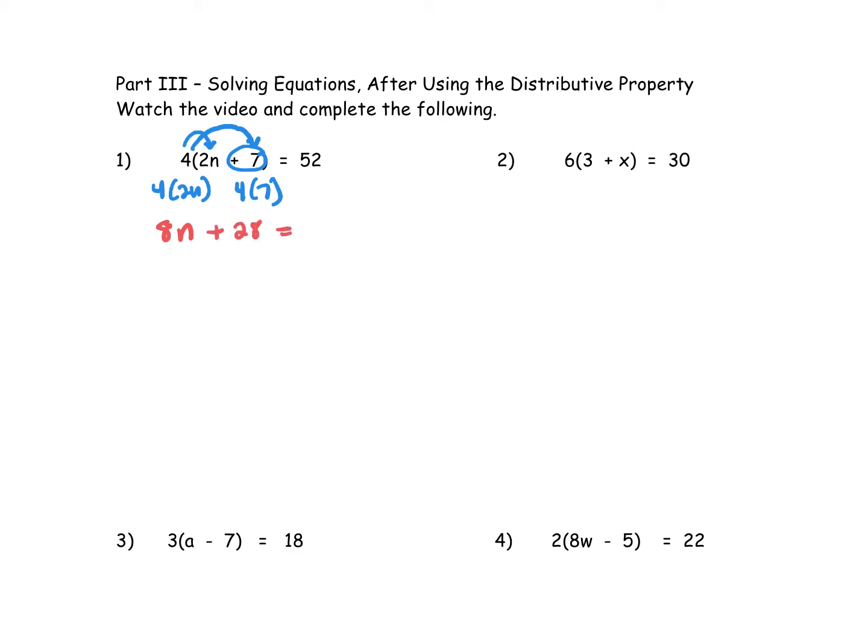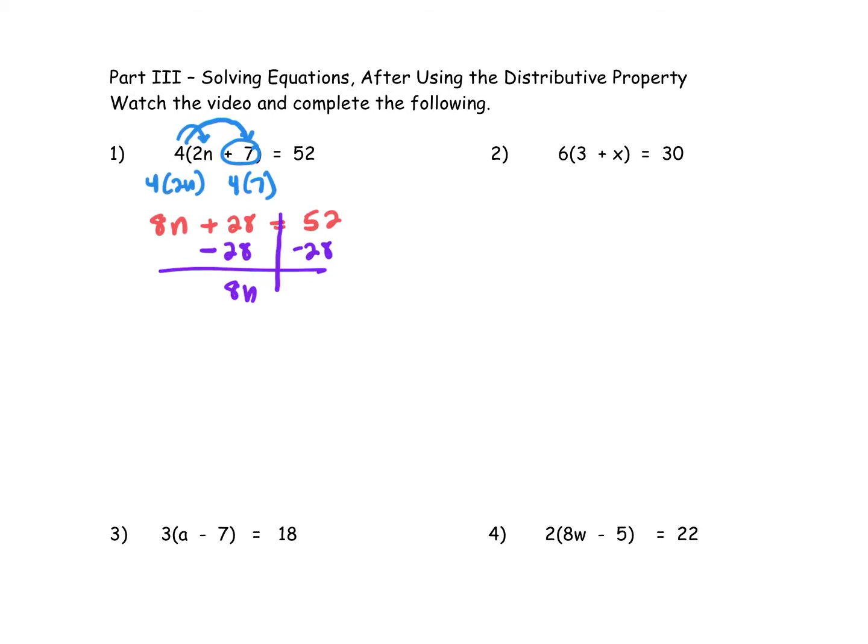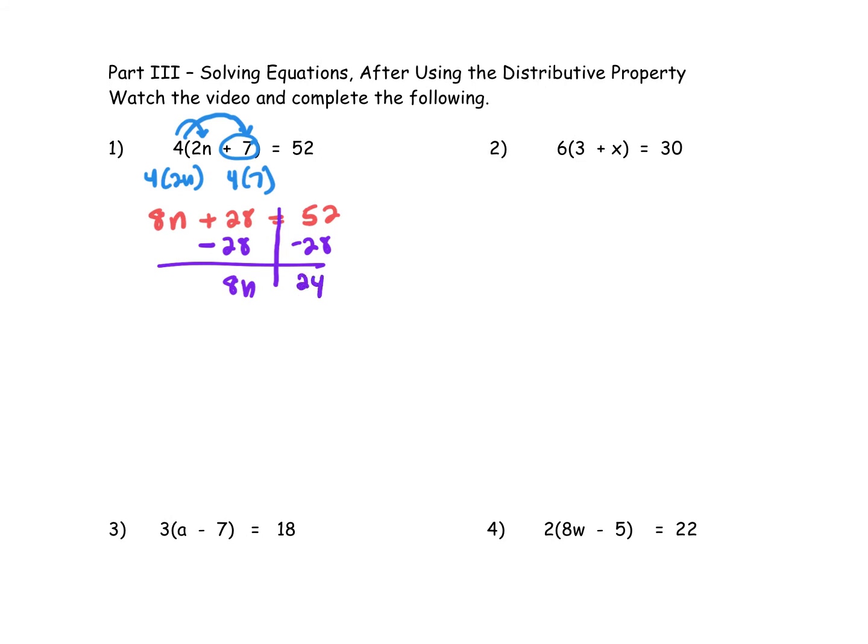And then on the other side of the equation, we're going to drop down 52. Then we're going to solve like we did last lesson. We start with a constant. So I see adding 28, so we're going to do the opposite, which is taking away 28. And we have 24 left over. Our next step is to divide by 8 on both sides, leaving n equals 3.